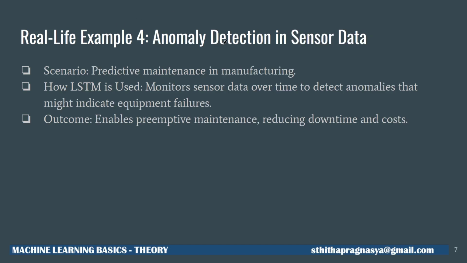And another, anomaly detection in sensor data, a scenario would be predictive maintenance in manufacturing. In industries like manufacturing, LSTM networks are employed to monitor sensor data over time and detect anomalies that might indicate equipment failures. For instance, LSTMs can be trained on normal operational data from machinery and then used to flag unusual patterns that could signal an impending breakdown, enabling preemptive maintenance.